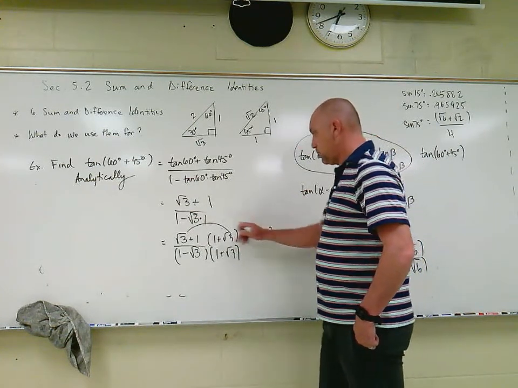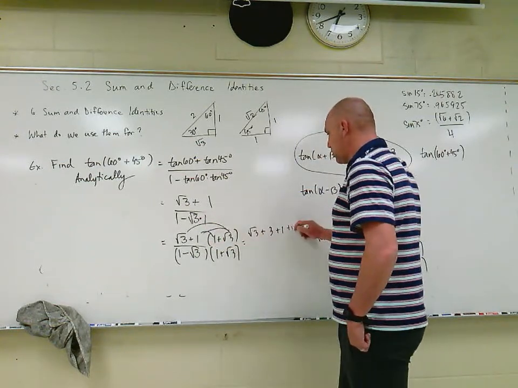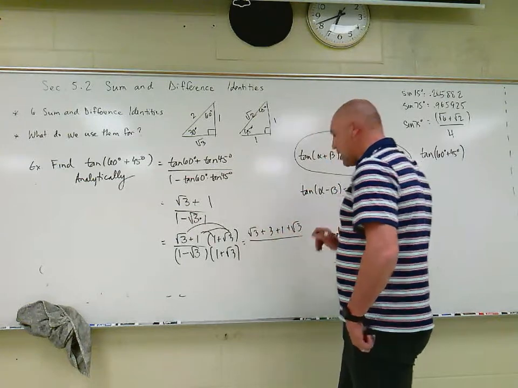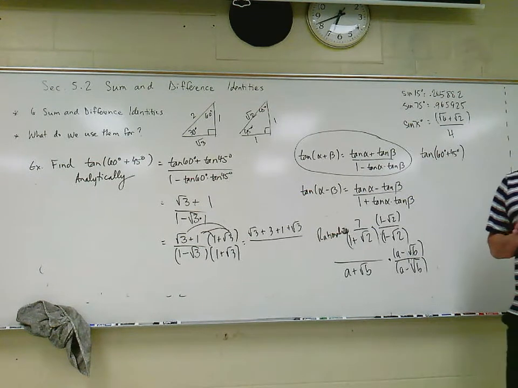Inner, 1 times 1, we get 1. And last, 1 times square root of 3, we get square root of 3. We'll come back to that in a second and clean it up. Now, when they're conjugates, it can save you some time. What part of FOIL do you not have to do when you have conjugates? Outer and inner. Yeah, because they'll cancel.